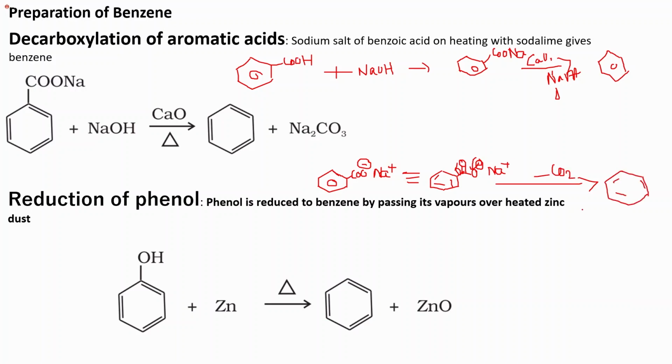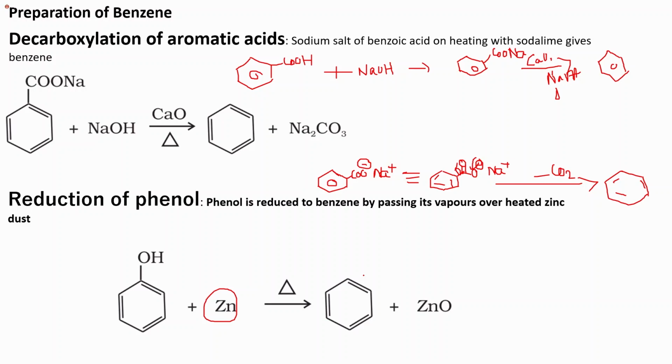And there is the reduction of phenols. The phenol is reduced to benzene by passing its vapor over heated zinc dust. So you have a phenol, you have zinc dust, and if you heat it well, then what you will get is zinc oxide plus the benzene ring.